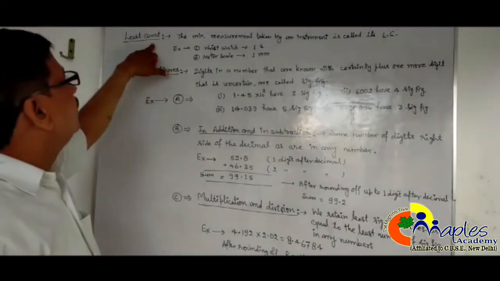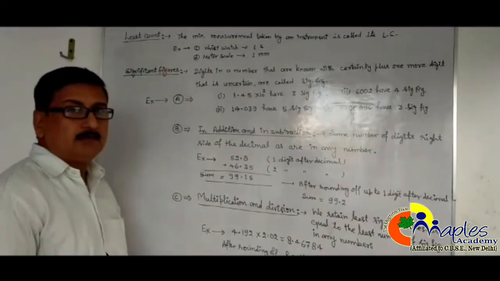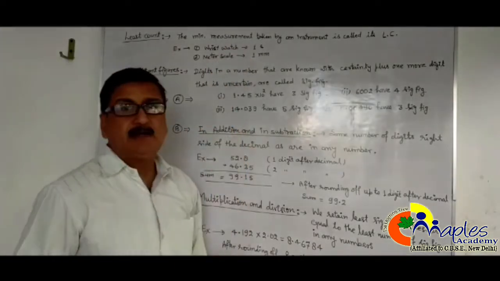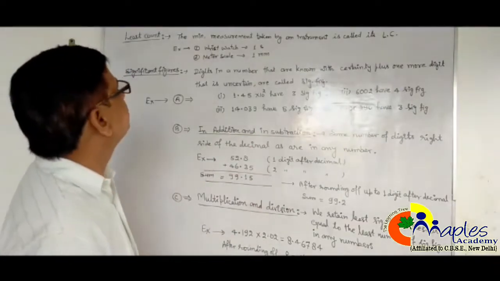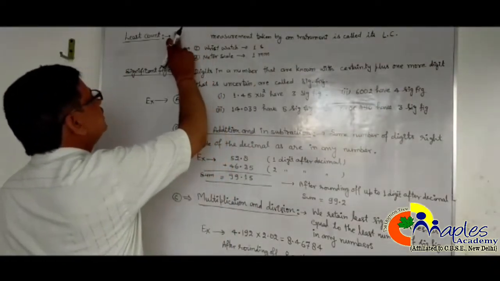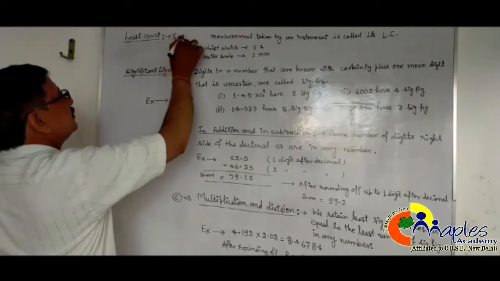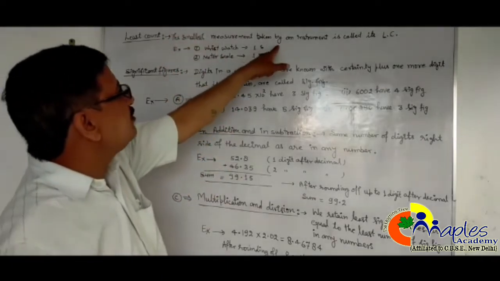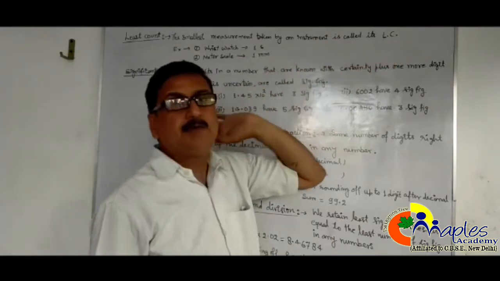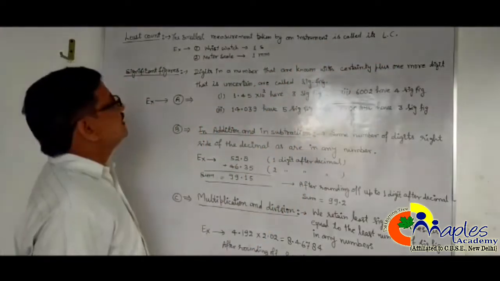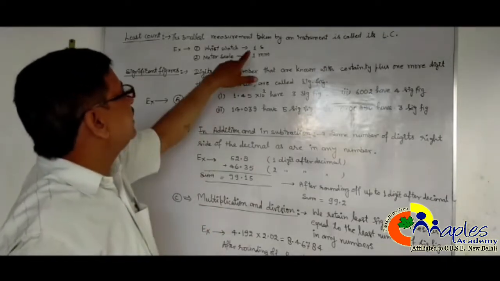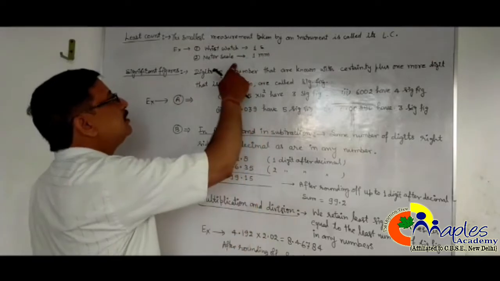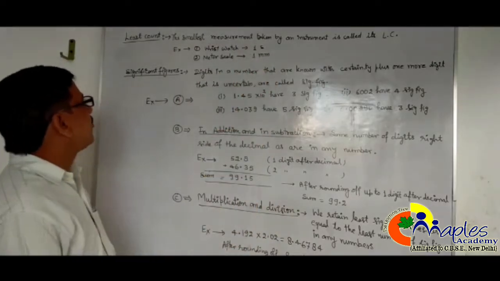Now we will study least count. What is the meaning of least count? The minimum or smallest measurement taken by an instrument is called its least count. For example, our wristwatch can read 1 second, so its least count is 1 second. Similarly, a meter scale has 1 mm.